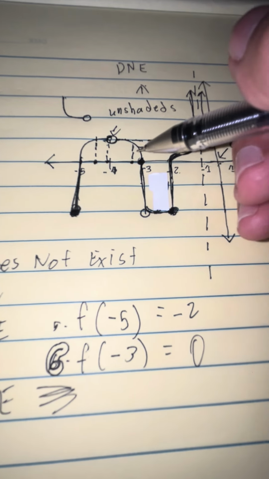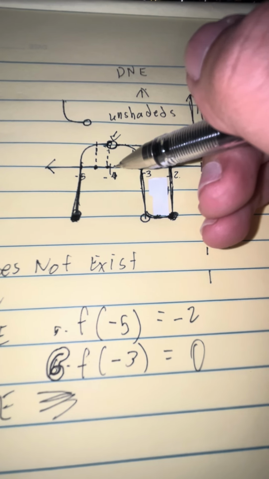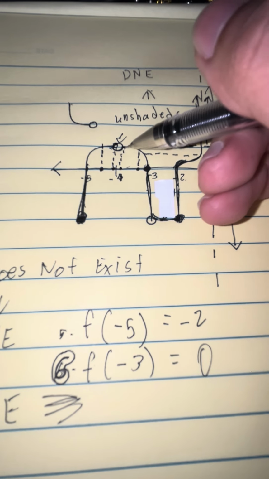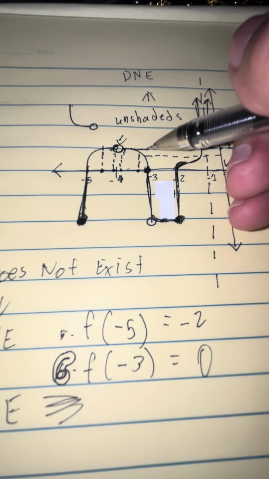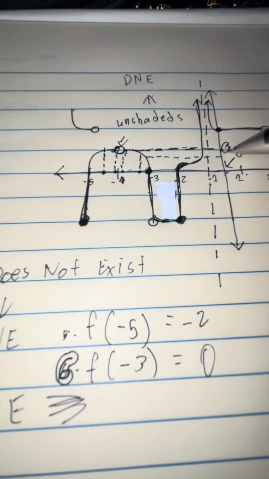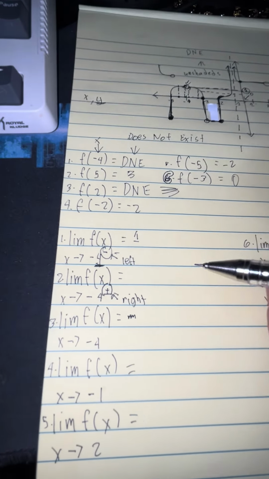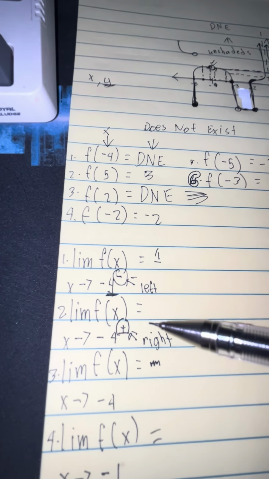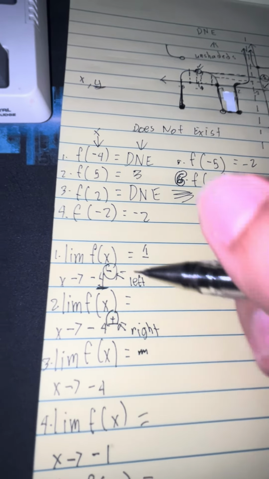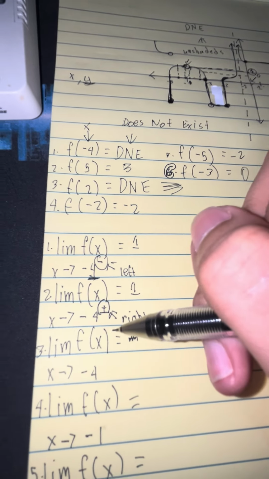But let's get closer. So let's move to here, 3.9, let's say. Now we do the same process, we make our imaginary lines horizontally, and boom, we get 1. So we know that the value of y from the right side, or the right hand limit, is 1 as x gets closer to -4.